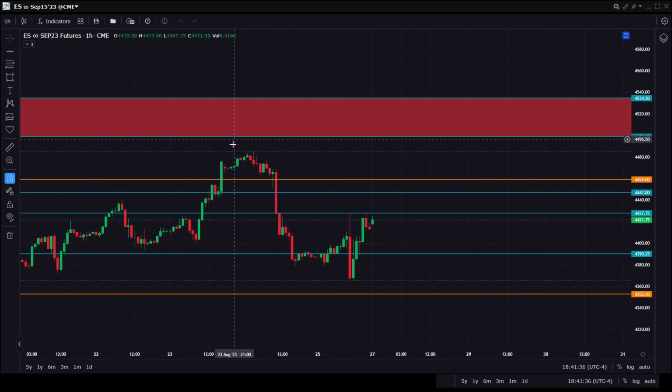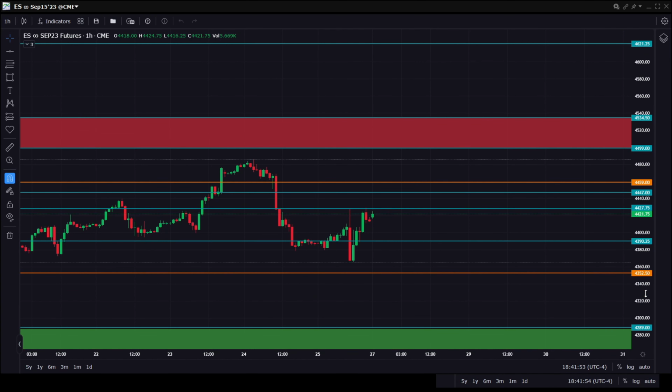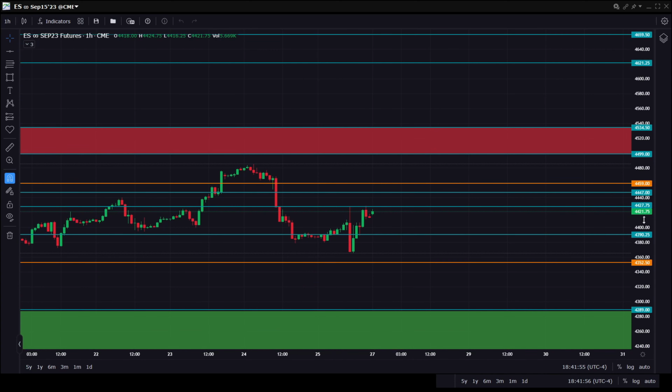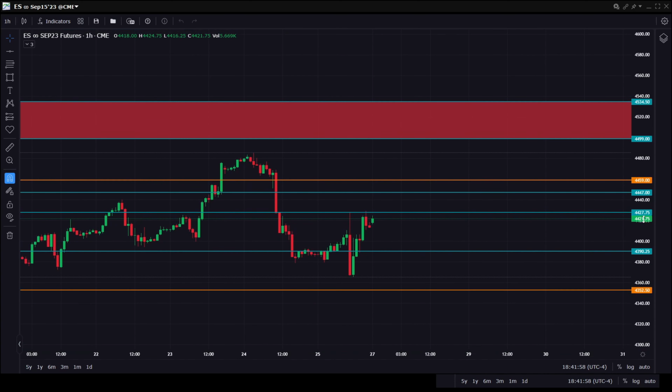For my best setups, I would like to take a rejection up at this 4459. If we do break above and hold, I am targeting this daily supply. Vice versa, I am looking for this bounce level at 4352.5. If we do break below and hold, I am targeting that 4289. So that's pretty simple setup I'm looking at for ES.